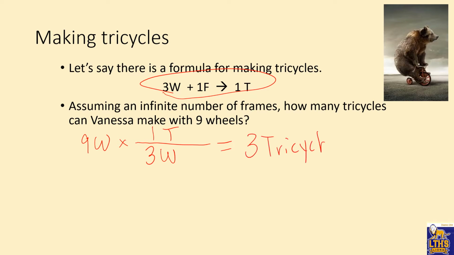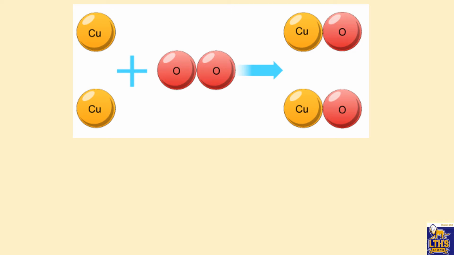Yay, tricycles. So what we did is we used this balanced equation. We used 2 of the things in it, made a ratio, and were able to compare and come up with that. Oh look, it's an equation. Let's see if we can write a balanced equation for these particles. It looks like we have 2 Cu reacting with 1 O2 to give us 2 CuO.